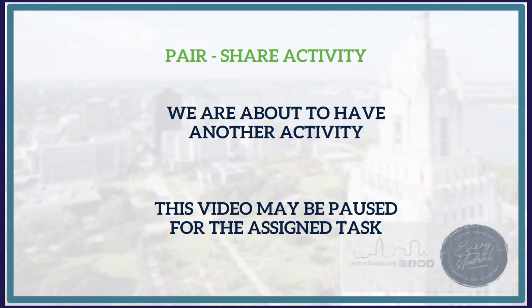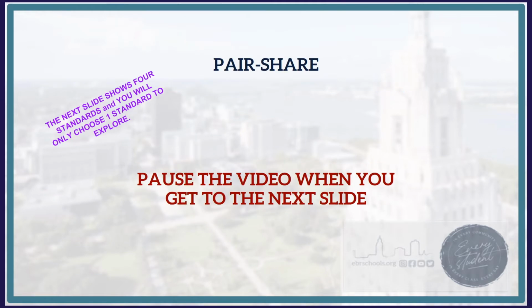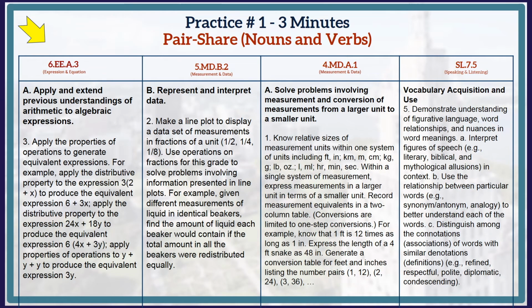We are now going to do another activity. We call this pair share. So within your tables or where you are seated, find a partner and decide who is going to be partner A and partner B. As partners, you agree and pick one out of the 4 given standards to talk about. Partner A identifies all the nouns and partner B identifies all the verbs. Both partner A and partner B will collaborate and determine the knowledge and skills embedded in that standard. Let's be ready to share with the group. As we go to that slide with all the choices, we have to pause this video.